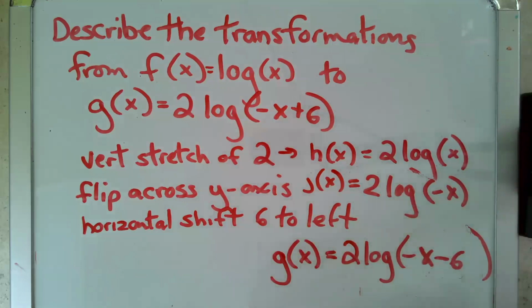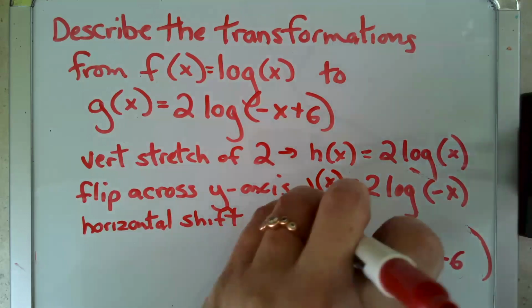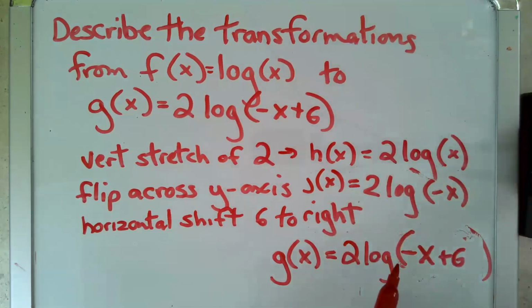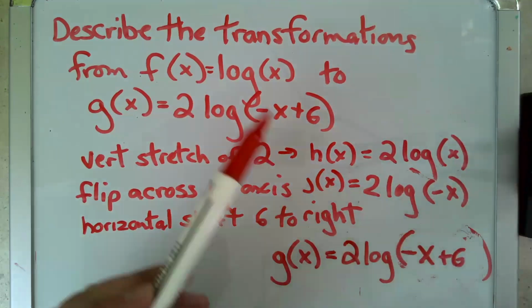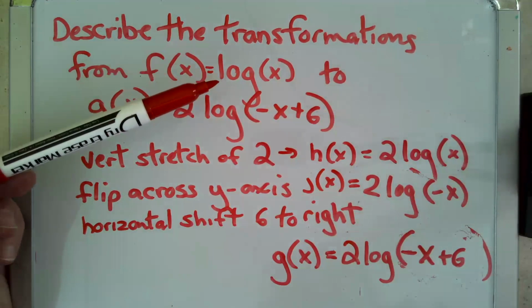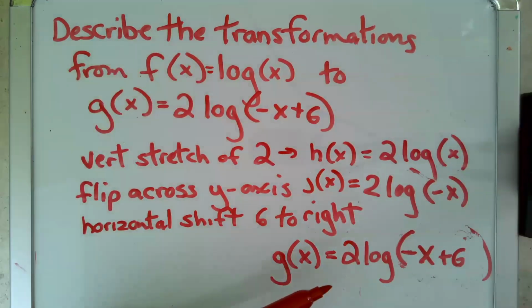The first and easiest would be, instead of describing this as a horizontal shift to the left, which would be plus 6, we describe it as a horizontal shift to the right, which means we would do negative x minus 6, and when we distribute that through, we get the negative x plus 6 that we were looking for. So this is one way to describe the transformations to go from f of x equals log x to g of x equaling 2 log negative x plus 6.